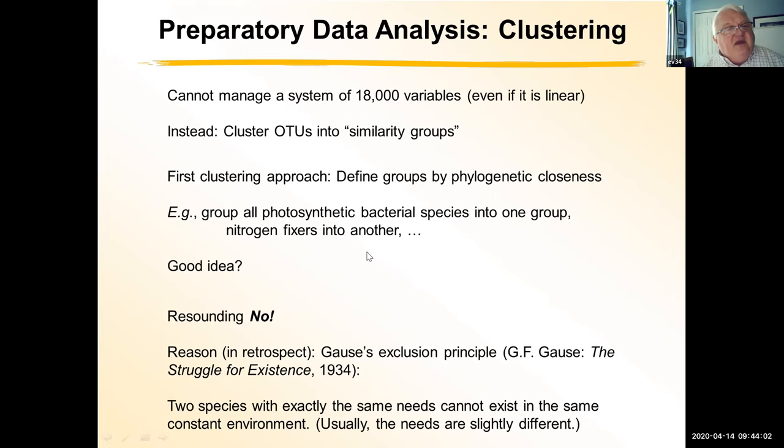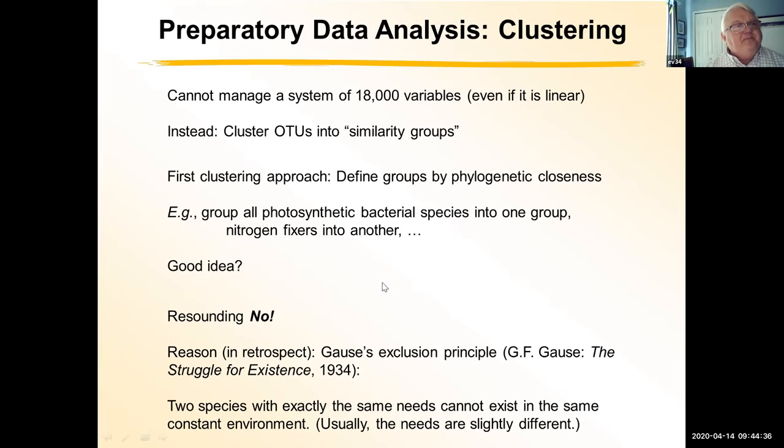It cost us about a year where we had absolutely no results. In retrospect, it's clear why. So for about 80, 90 years, it has been known that two species with the same needs cannot exist in the same environment. So if you take all the photosynthetic bacteria and put them into one group, that is not going to happen. And besides, we have the same needs of photosynthetic activity and nitrogen fixation at different times of the year. So by doing this, nothing worked.